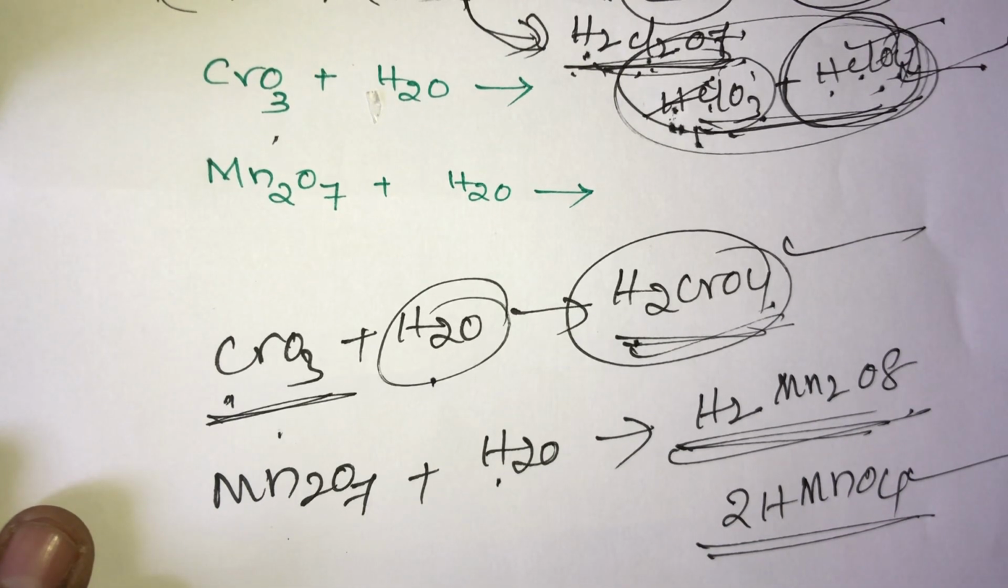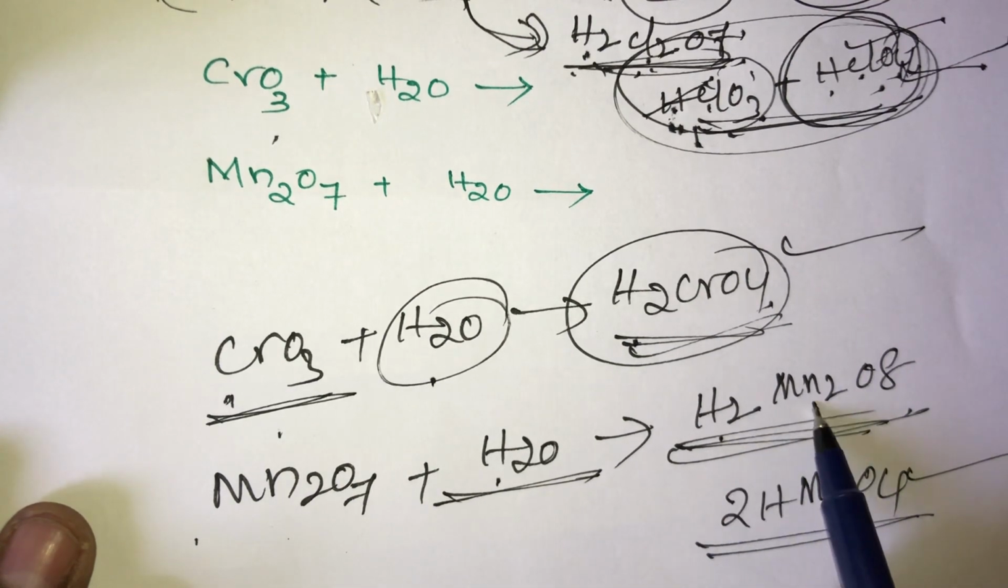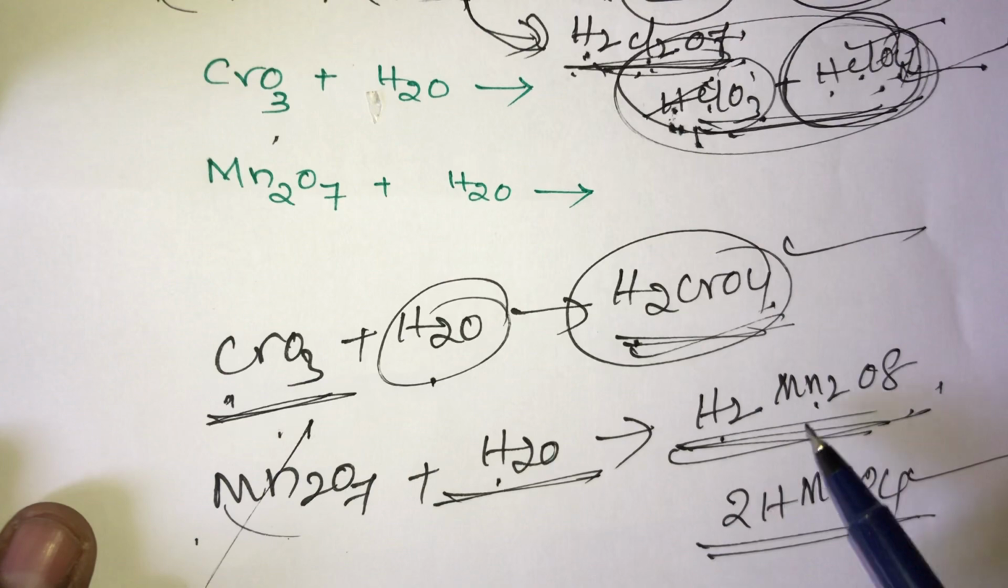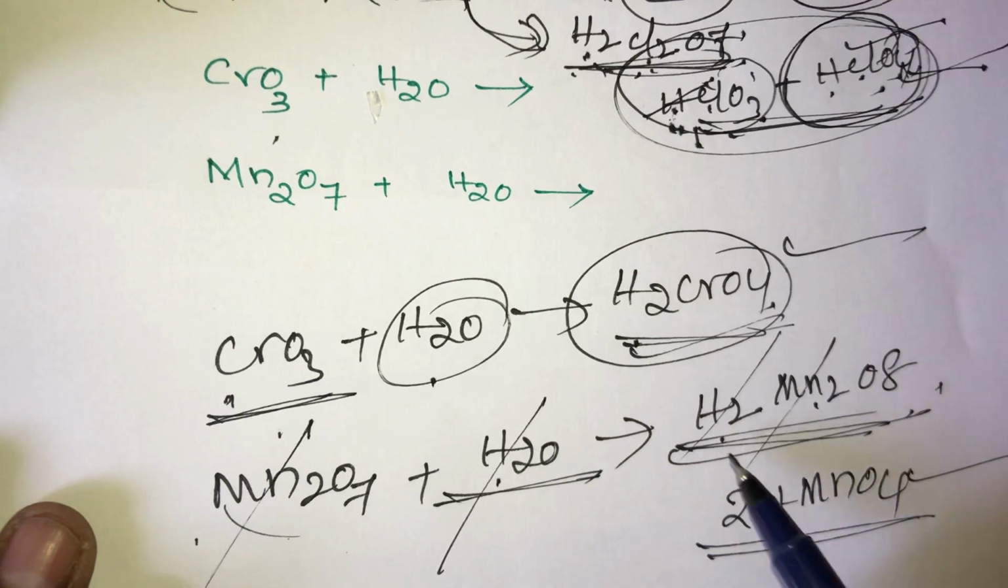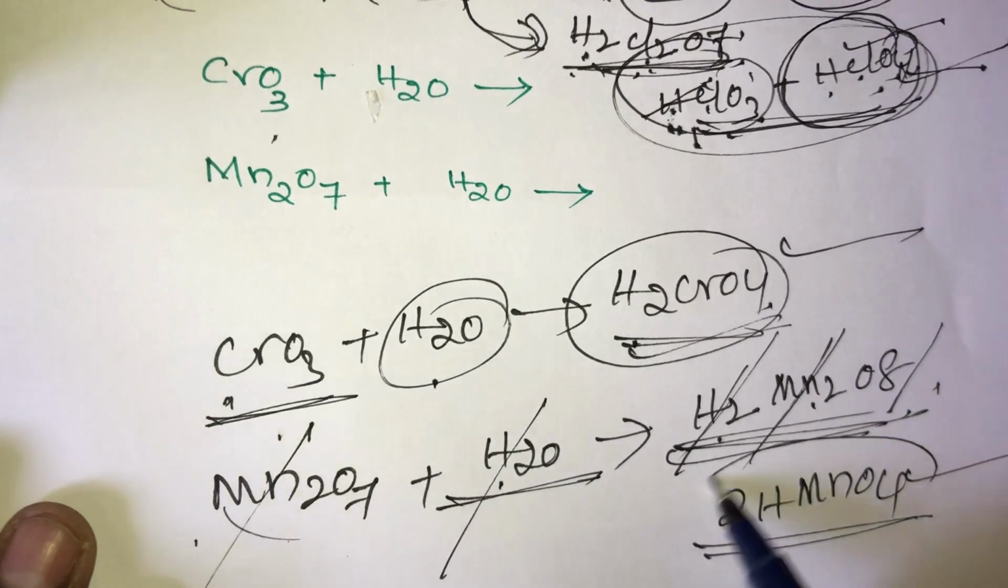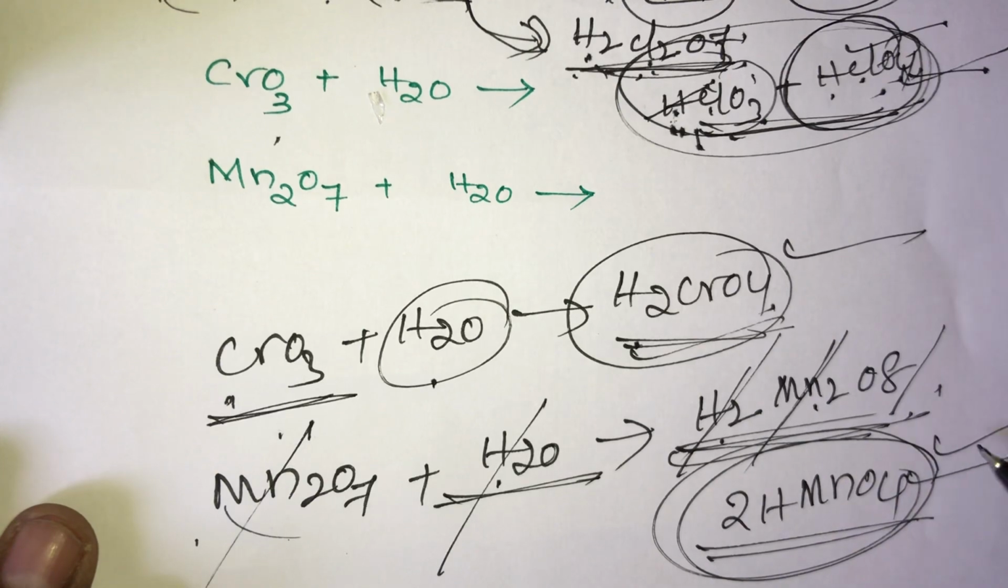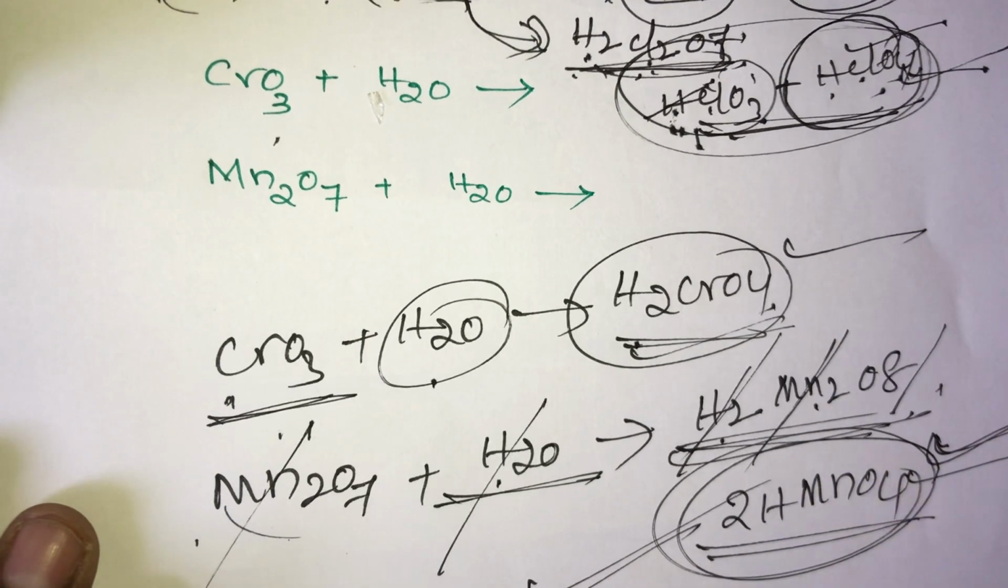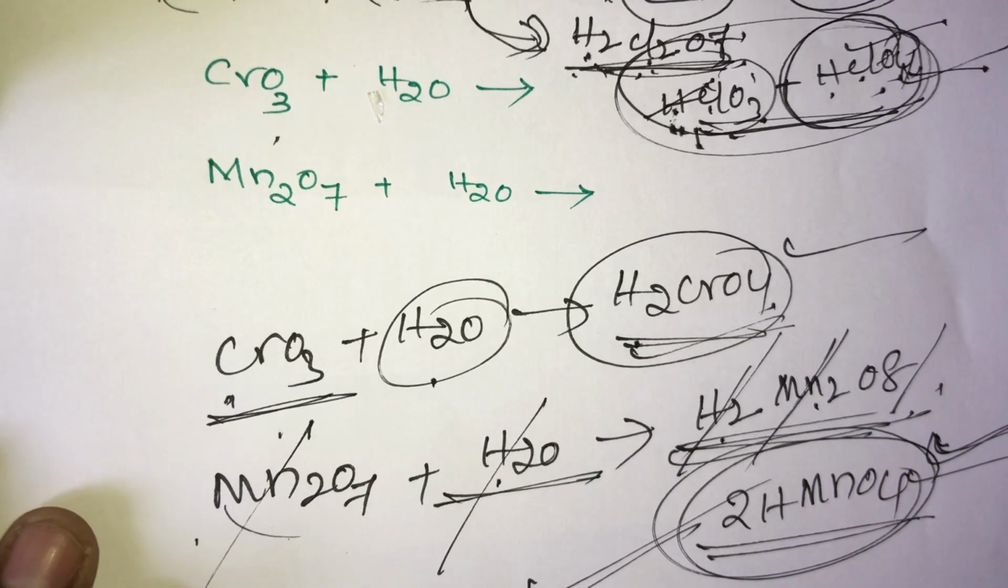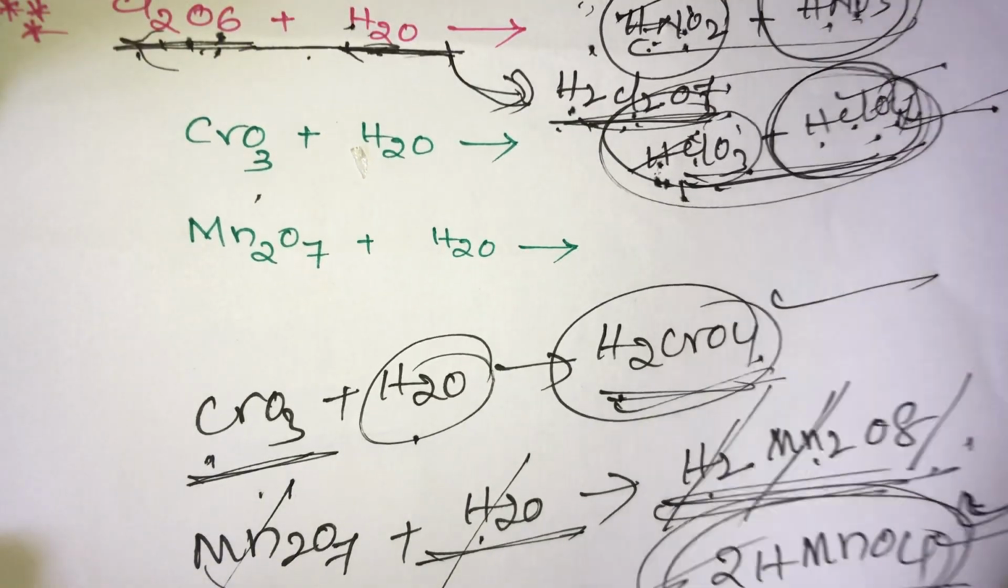These are the important non-metal oxides or acidic oxides. Non-metal oxides dissolve in water to form oxo acids or oxy acids. So Mn2O7 dissolves in water to give H2Mn2O8. Here 2 manganese are there, 2 hydrogens are there, H2Mn2O8. So we can write the average reaction 2HMnO4. These are the very important non-metal oxides. These are the acidic oxides.